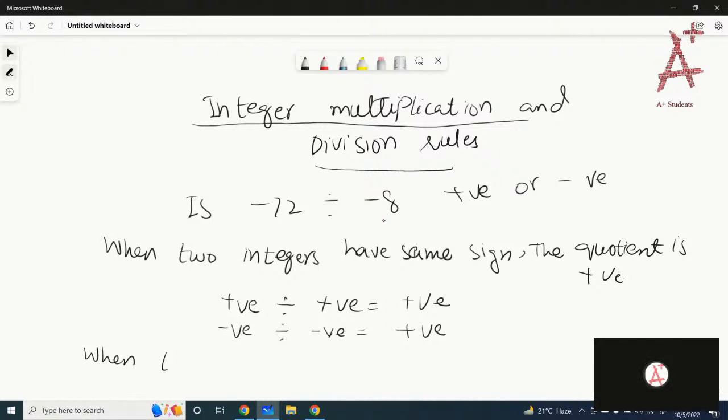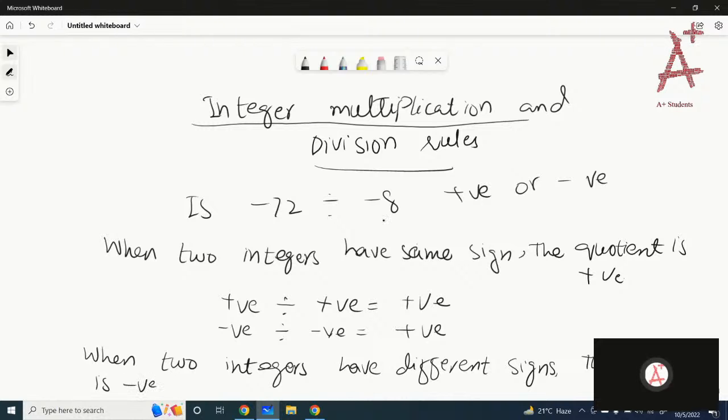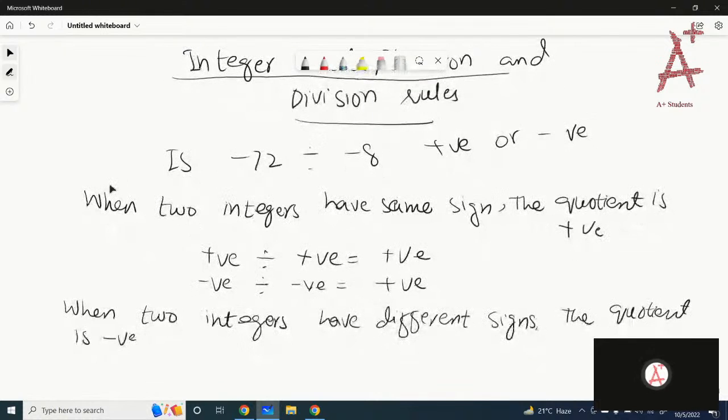When two integers have different signs, the quotient is negative. Got it? If any of the numbers is negative, the answer is negative. If both the numbers have the same sign, the answer must have a positive sign.